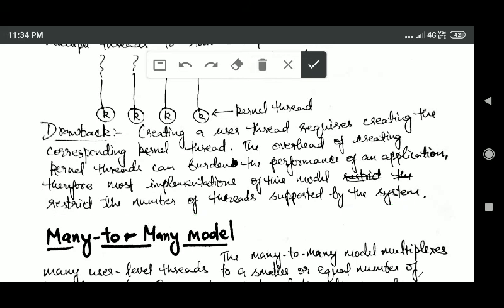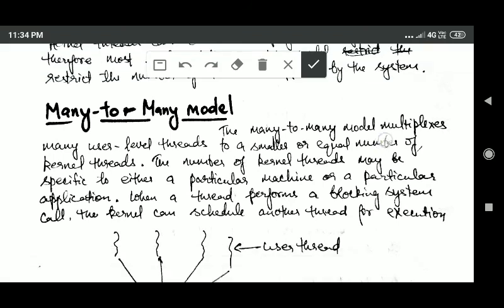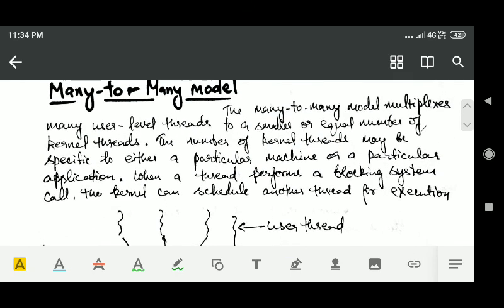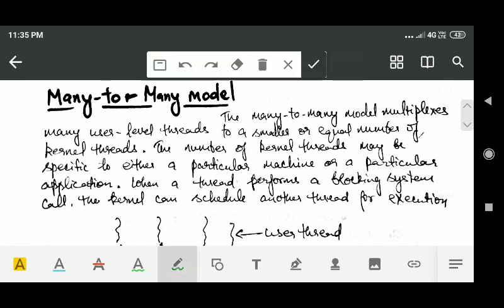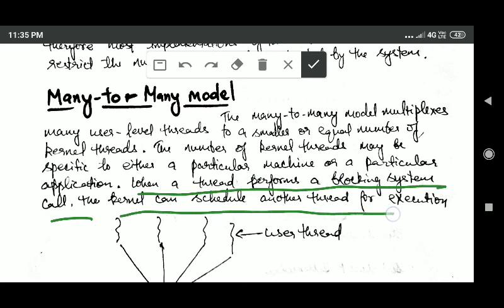Now, let us study the many-to-many model. The many-to-many model multiplexes many user level threads to a smaller or equal number of kernel threads, as you can see here in this diagram. The number of kernel threads may be specific to either a particular machine or a particular application. In the many-to-many model, when a thread performs a blocking system call, the kernel can schedule another thread for execution.